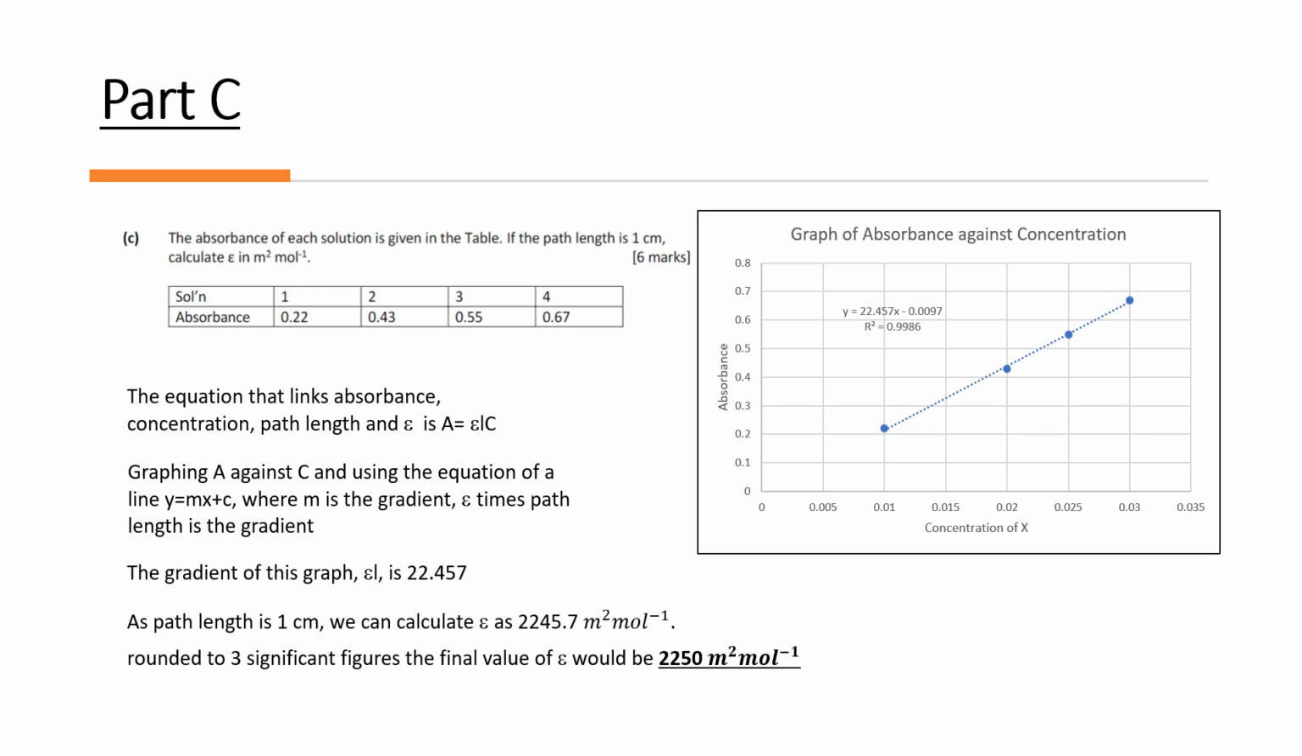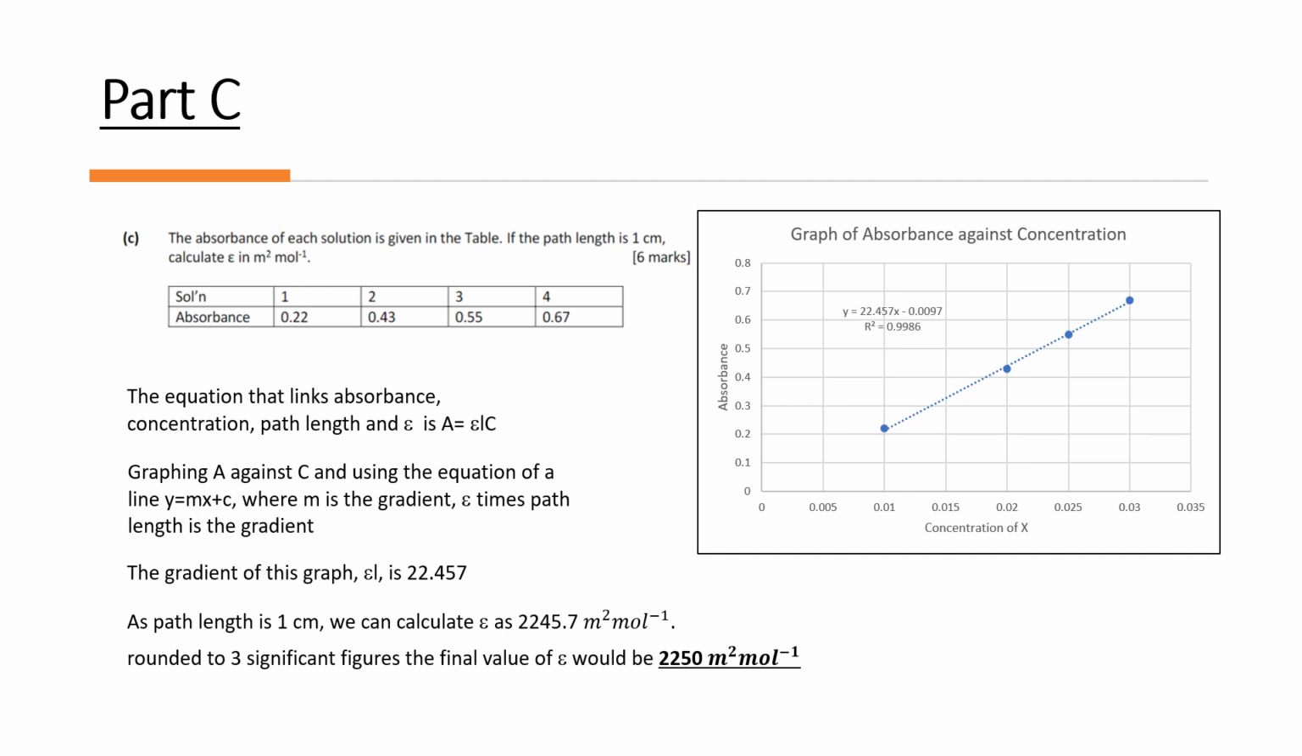Now this graph goes through 0. So y being A and x being C means that m, the gradient, would correspond to epsilon L. The gradient on this graph here is 22.457, so we know that epsilon L is 22.457.